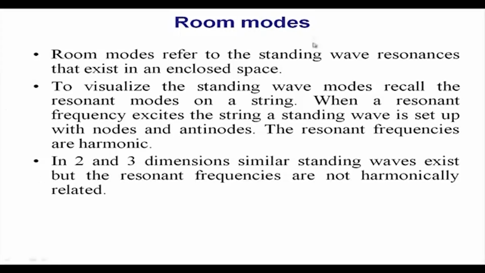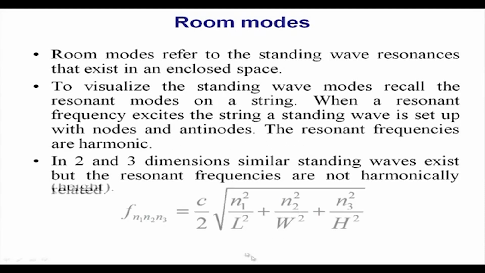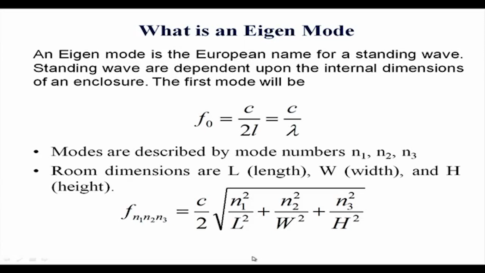Now, for a small room, room modes refer to the standing wave resonance that exists in an enclosed space. If I enclose space in a small room, it creates a standing wave. To visualize the standing wave modes, recall the resonant modes on a string. When a resonant frequency excites the string, a standing wave is set up. You know that standing wave generation. Let us go for an example.